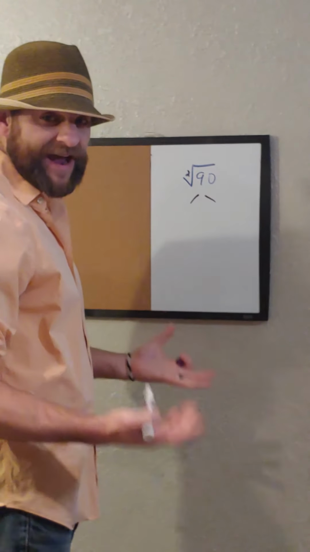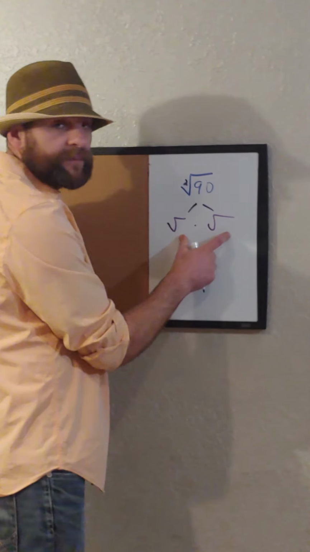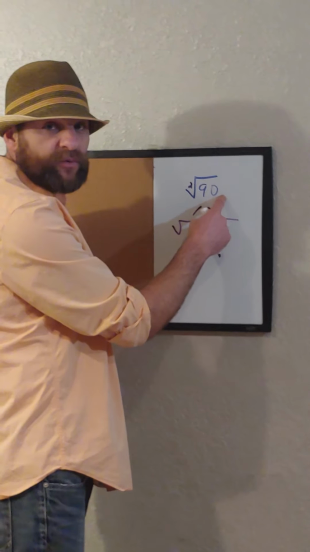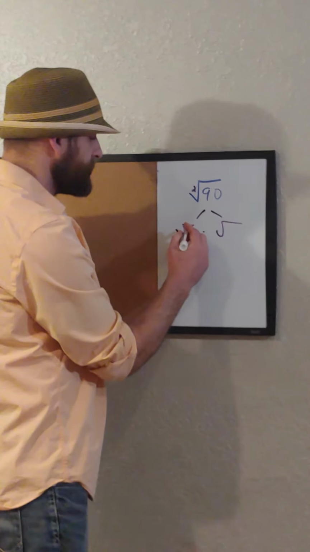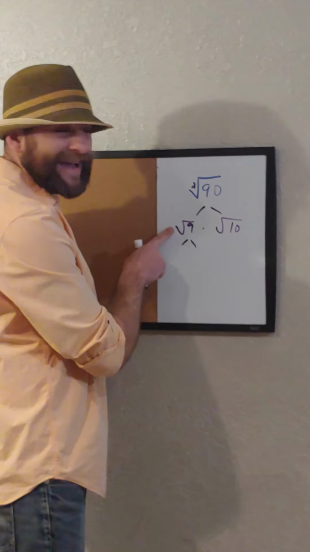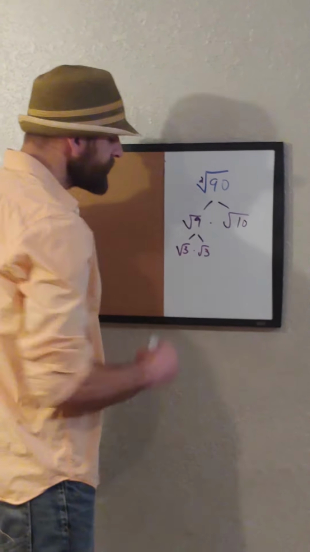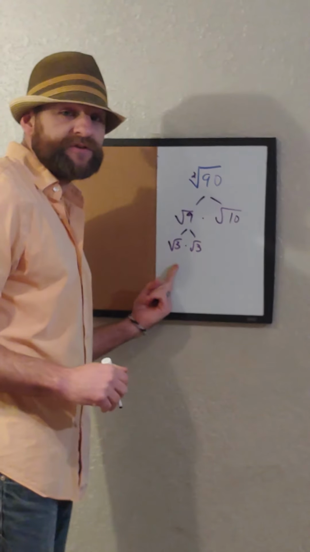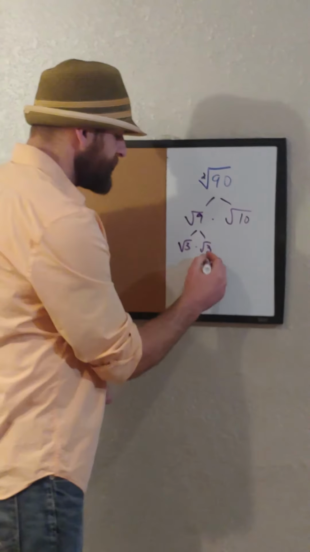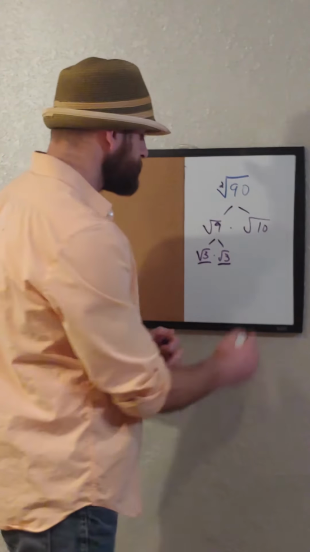Now you want to make a factor tree. Your factor tree can be any two whole numbers that multiply to this other than 90 and 1. So I could say 9 and 10. So for my 9, I'm not allowed to use 9 and 1, but I could do 3 and 3. And because I'm not allowed to use 3 and 1 for either one of these, we're done with those. Those are called prime numbers.